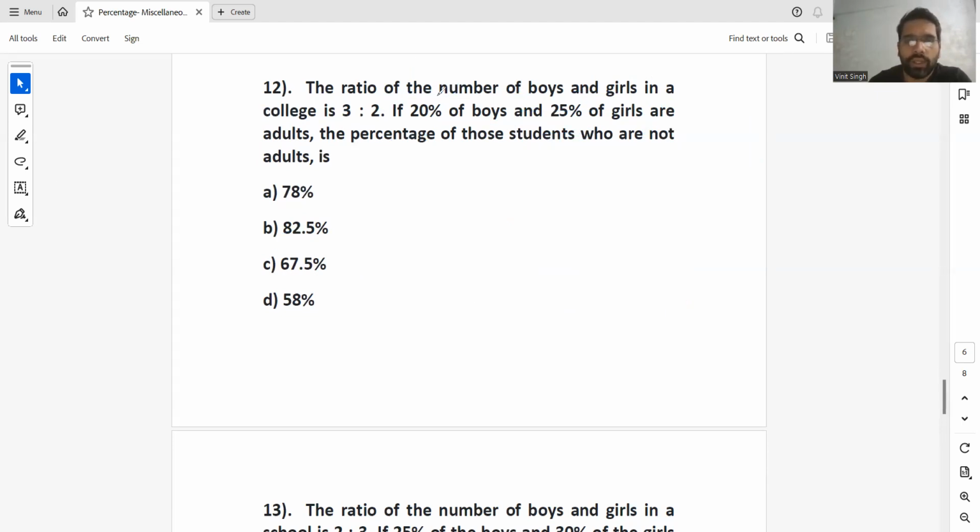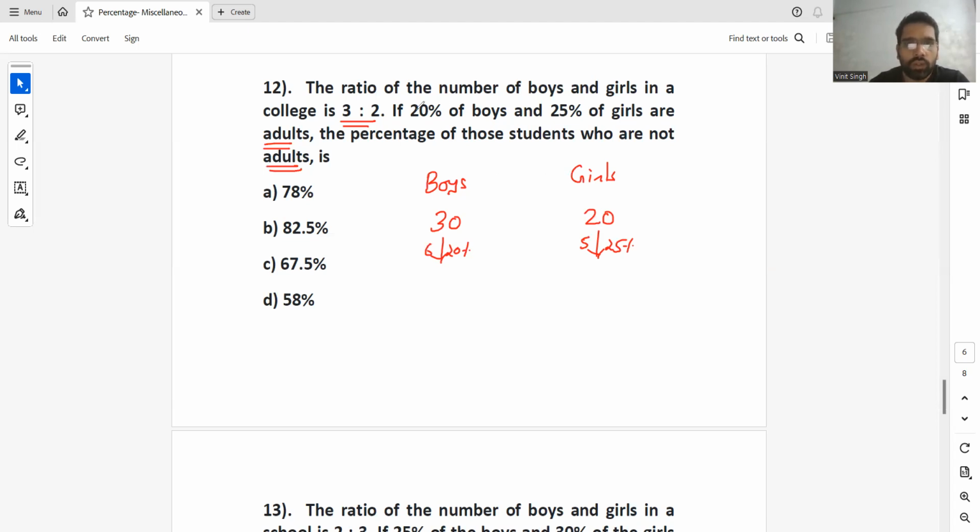The ratio of the number of boys and girls in a college is 3:2. If 20% of the boys and 25% of the girls are adults, find the percentage of those students who are not adults. So here, boys is 3, girls is 2. Now the ratio is given 3:2, so we will take 30 and 20. The ratio will remain the same, but the zeros will be cancelled out and the ratio becomes 3:2. 20% of 30 is equal to 6. 25% of 20 is equal to 5.